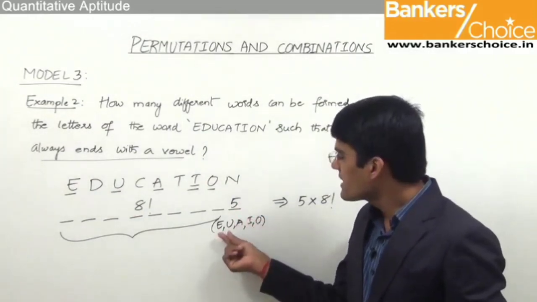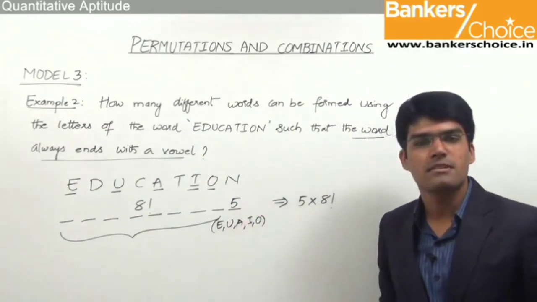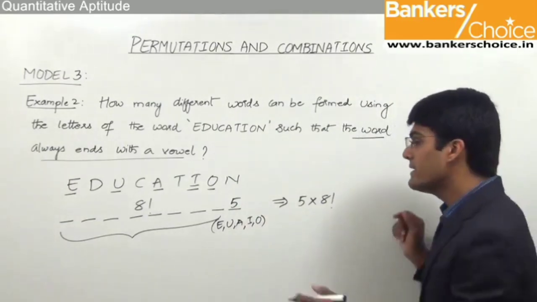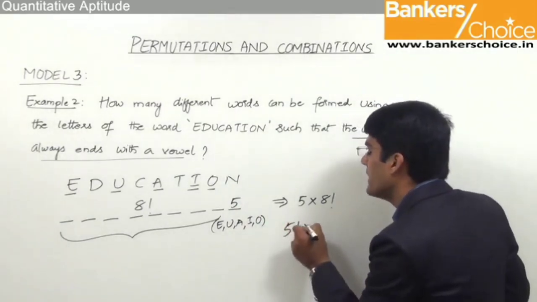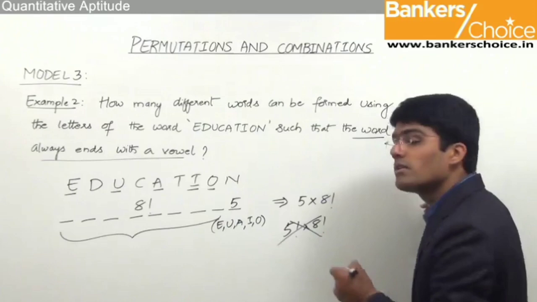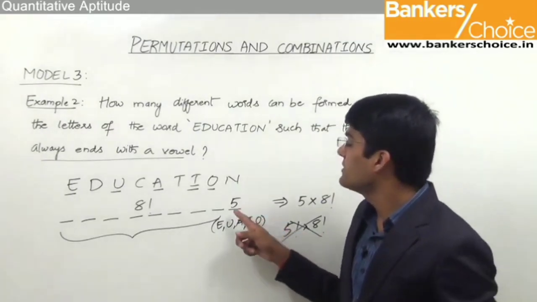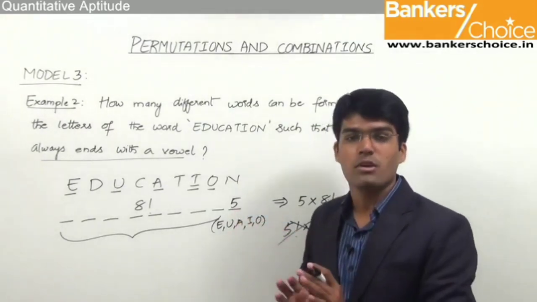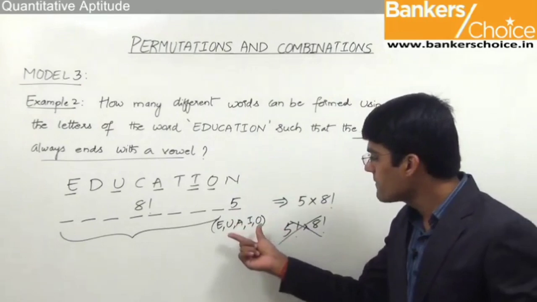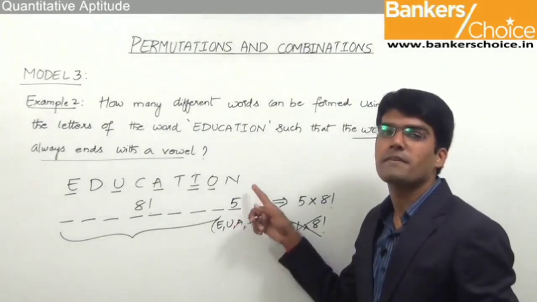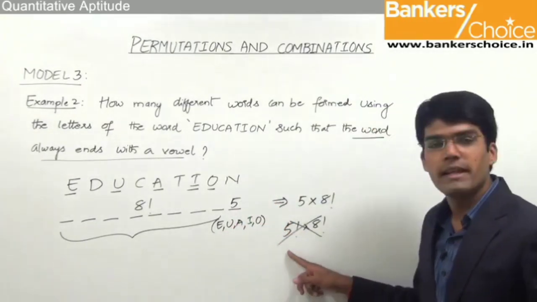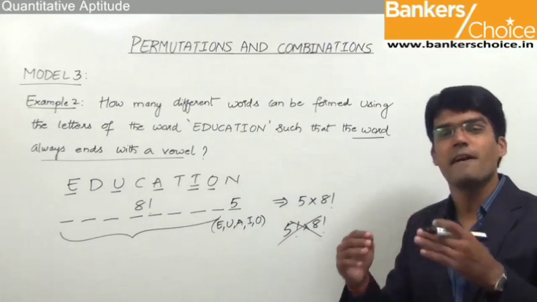That is, because there are 5 vowels, they feel that last position can be filled in 5 factorial ways. And hence they say the answer is 5 factorial into 8 factorial, which is absolutely wrong. Why? Because last position can be filled in 5 ways, but not 5 factorial ways. There are 5 vowels available, any of these 5 can come. 5 factorial should be taken only when there are 5 objects and 5 positions.